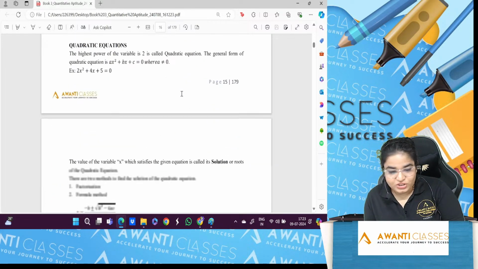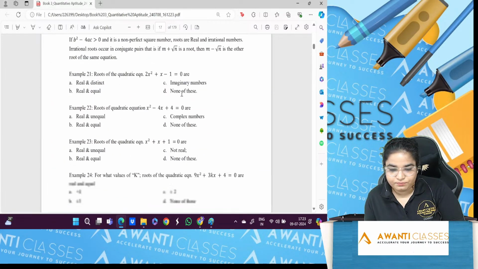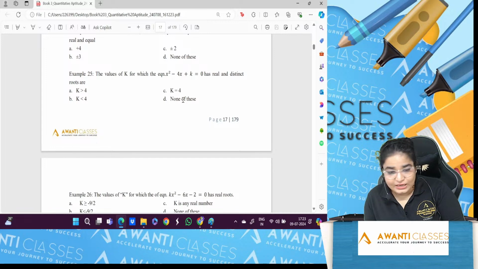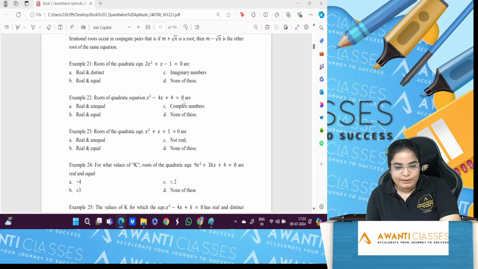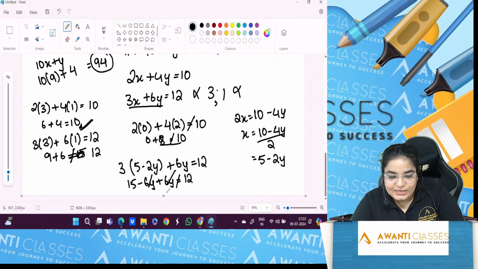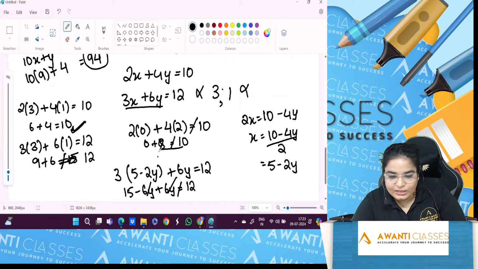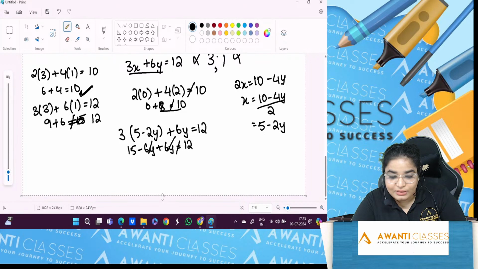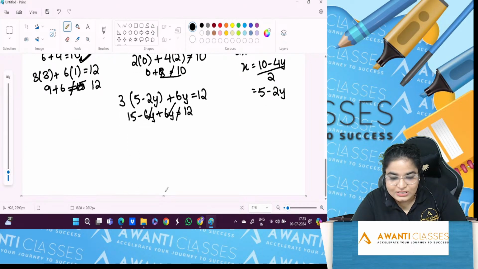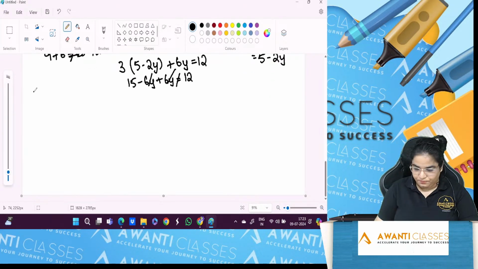Now, next question is what? Page number 17, question number 22. Okay. Remember yesterday we studied something called a discriminant or a determinant. Remember when we were doing quadratic equations, did we study something called a discriminant? Yes or no? What was the discriminant? What is a discriminant?